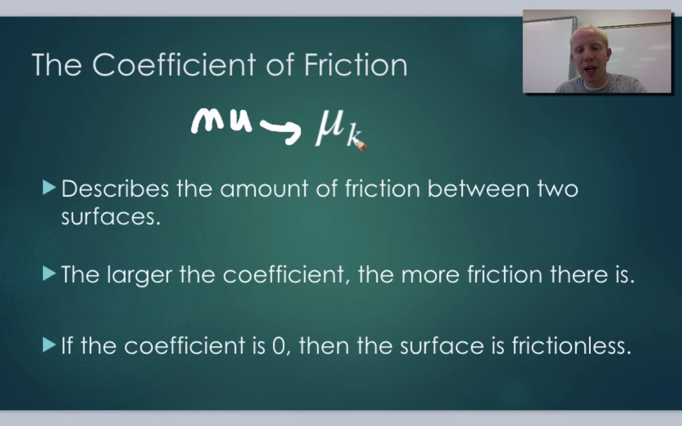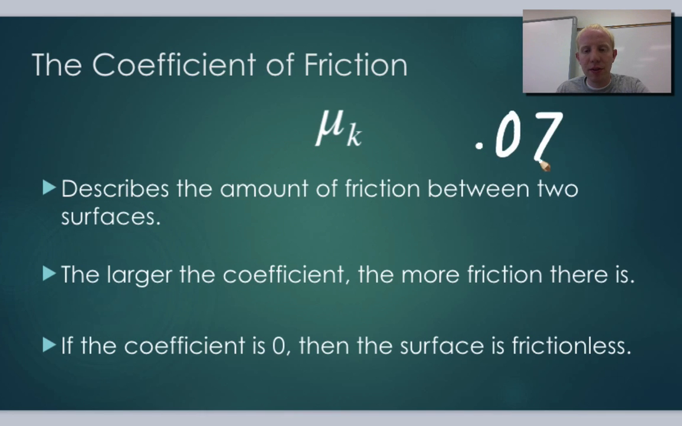So mu sub k is the coefficient of friction. Basically, what it describes is the amount of friction between two surfaces, and it's going to be pretty consistent between any two surfaces of the same type. So for example, if I'm pushing ice across wood, that mu sub k may be about 0.07. Whereas if I'm pushing wood across wood, that's going to be a higher coefficient, and we might say it's like 0.21 or something. There's 3 times as much friction on wood against wood compared to wood against ice.